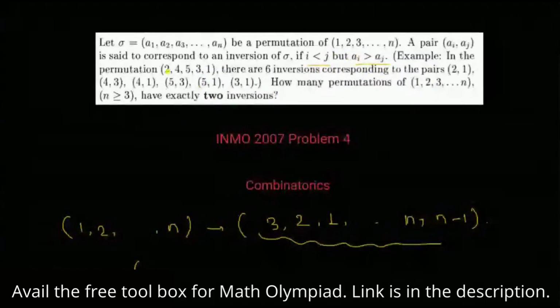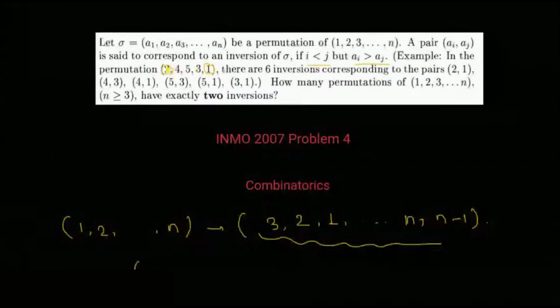Like here, in this sequence, 2 is greater than 1, right? But the position of the first 2 is 1, at the first position, whereas 1 is at the last position, the fifth position. So here i is less than j, but ai, that is 2, is greater than aj. Similarly, the other is 4 and 3. So here, this is second, i is less than j, but ai is greater than aj. In a similar way, this is formed.